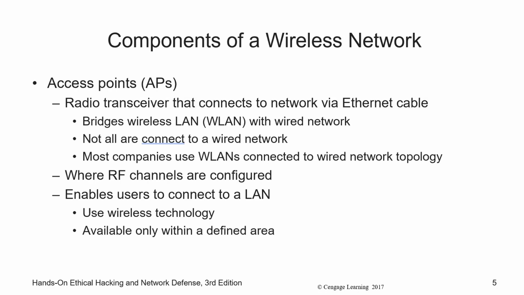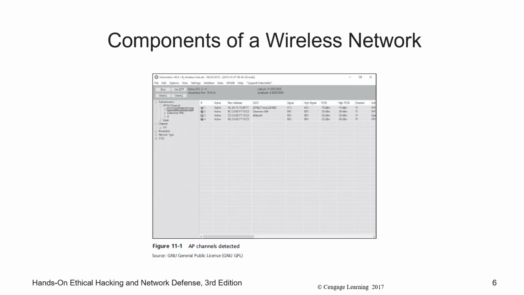So access points are, again, transceivers that connect to a network via an Ethernet cable, and they bridge the WLAN with the LAN. They're not all connected to a wireless network, but most companies use WLANs connected to wired topology. Access points are where the various RF channels are configured, and it allows people to connect to a LAN using those wireless protocols. Here's an example of wireless channels that are detected on a wireless network.